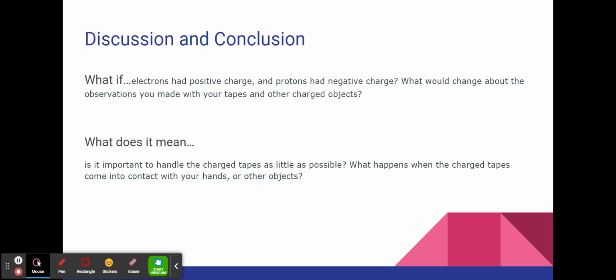Is it important to handle the charged tapes as little as possible? What happens when the charged tapes come into contact with your hands or other objects? They lose their charge. They get electrons because they're positively charged, and they become neutral.